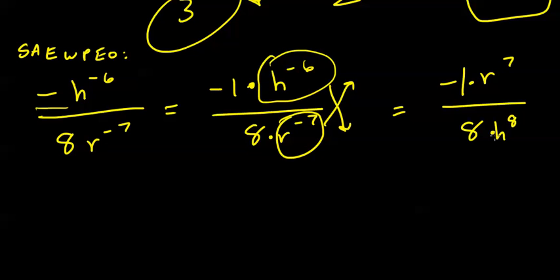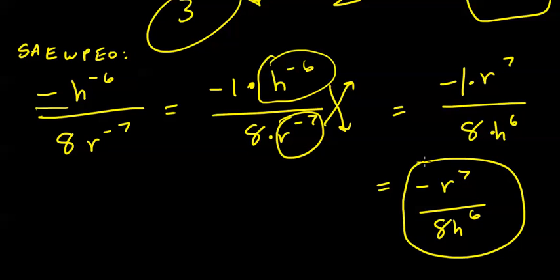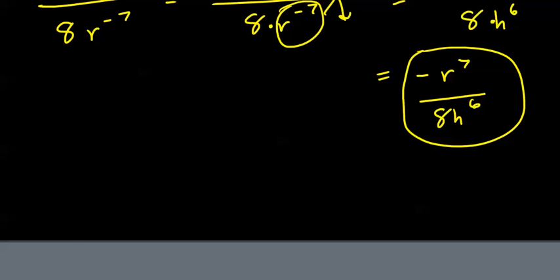H to the minus 6 comes downstairs as h to the positive 6. Oops, please make this correction. I wrote 8, I meant 6. All right. So I suppose some might call this 1, some might call this 1 as redundant. So your completely simplified answer would look like this: minus r to the 7th over 8h to the 6th. All right, let me get a fresh screen here.